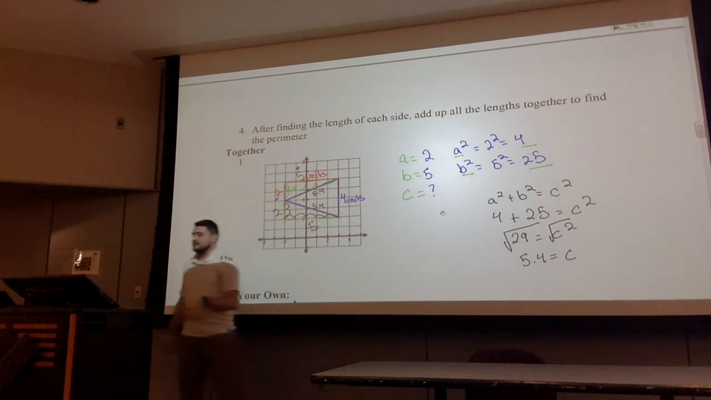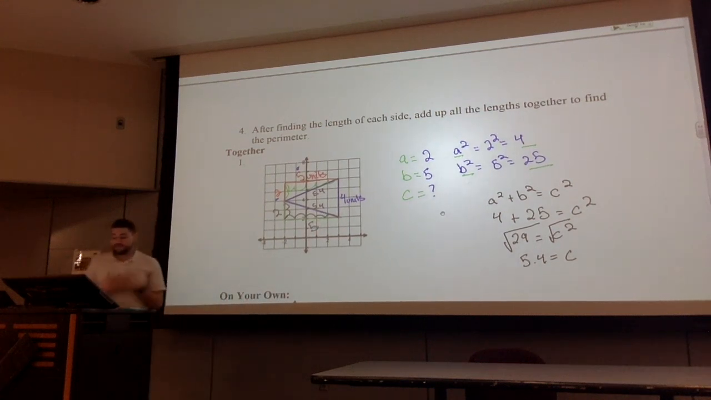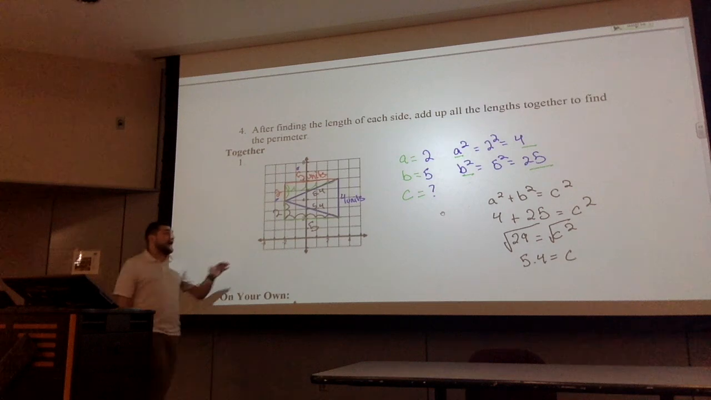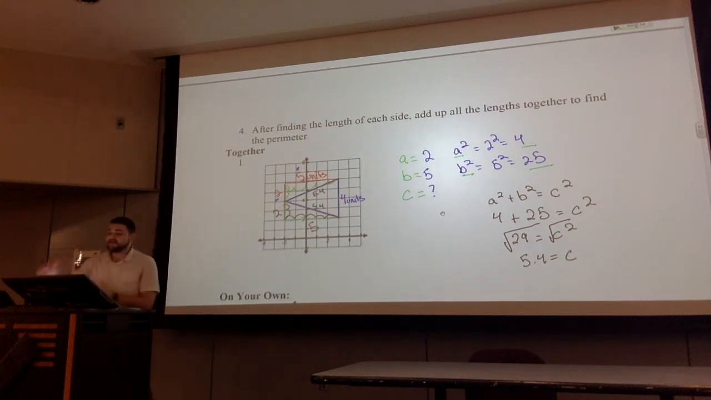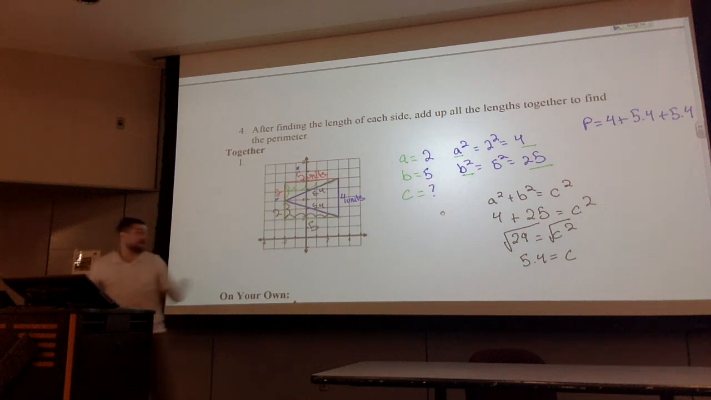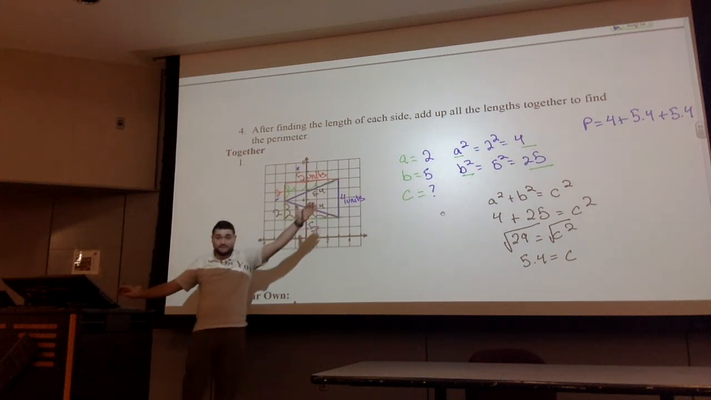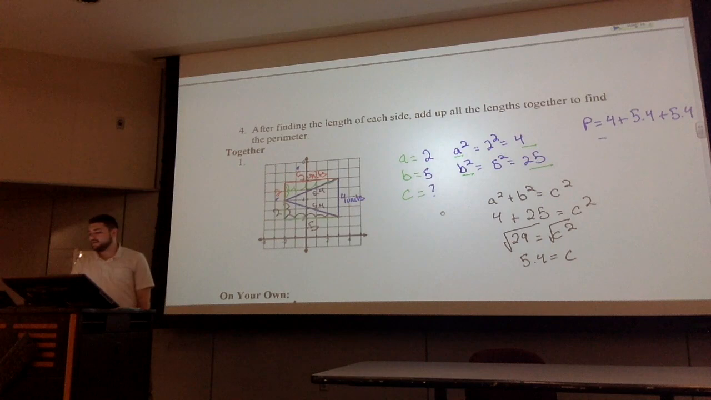And then the final step when finding the perimeter of a shape is to add up the lengths of all your sides. So now I'm going to say that P equals, and P is for perimeter, 4 plus 5.4 plus 5.4. Because we have two sides of 5.4, that's why we're adding it twice. And so that's going to give us 14.8 units.